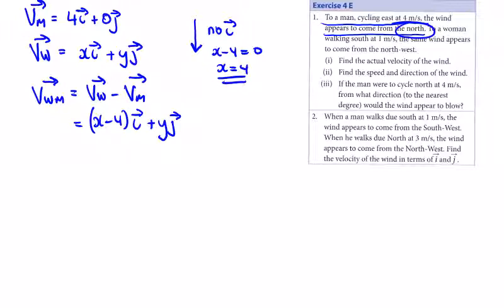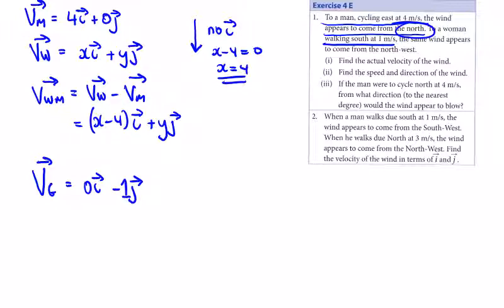To a woman walking south at 1 meter per second. So we'll call it the velocity of the woman. We'll call her a girl. The velocity of the girl is going to be just south at 1 meter per second. So 0i minus j, or minus 1j. We'll put the 1 in here. So we're going to need it.